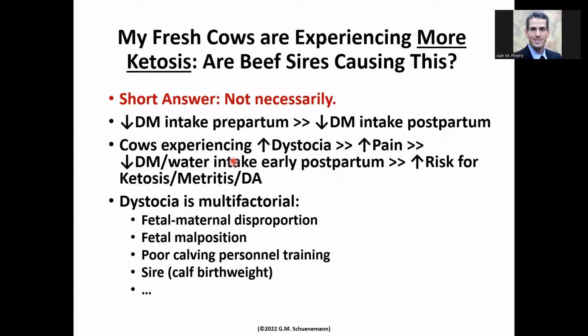So cows that do experience dystocia will have more pain, like I mentioned before, and that has a negative effect on dry matter and water intake early postpartum, and then you have more risk for metabolic problems, whether that is ketosis, metritis, or DA, right? Think about dystocia as multifactorial, right? It's not only the bull. The bull has an implication on calf birth weight and gestation length, but it's multifactorial. It could be fetal maternal disproportion, and this is especially in heifers, because they are not growing well in your replacement program. It could be fetal malposition, nothing to do with the bull, it's just the way that it's being presented at the cow.